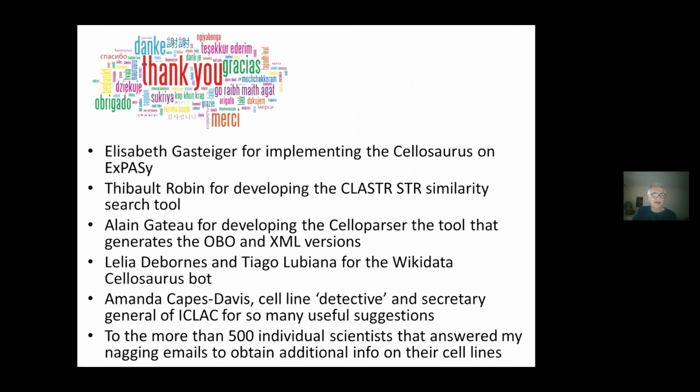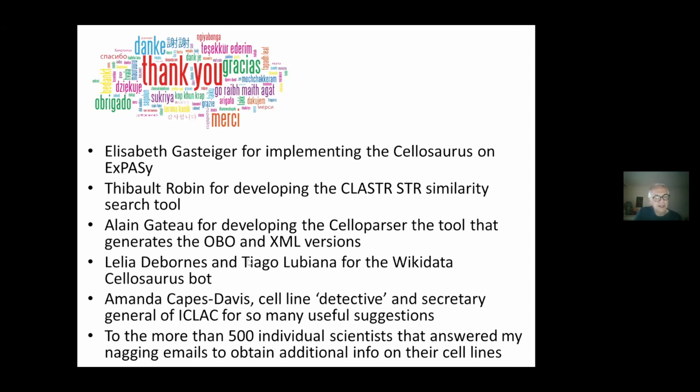Okay, so I will end with 2 slides to thank people. Elizabeth Gastiger, who works in the web team of the SIB, has implemented the Cellosaurus on Expasy since 2015. Thibaut Robin was a PhD student who developed the CLASTR STR similarity search tool. Alain Gatto, the developer of my group, has developed a tool called Celloparser, which both generates the OBO and XML version from the structured file, but also checks all of the syntax of the Cellosaurus to make sure that there is no error in terms of syntax. So in terms of content, of course, these tools cannot deal with the content, but in terms of syntax.